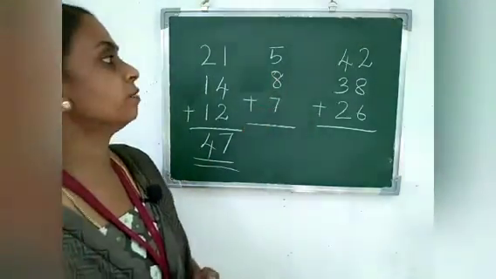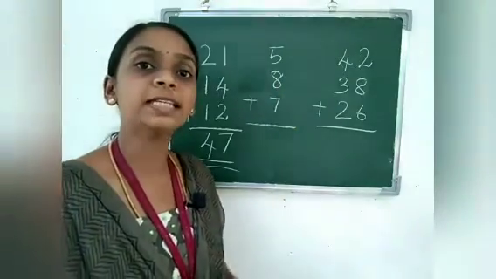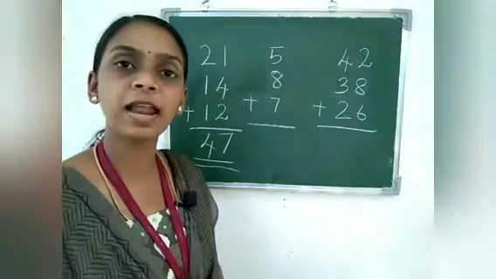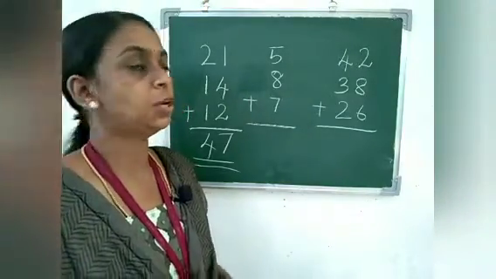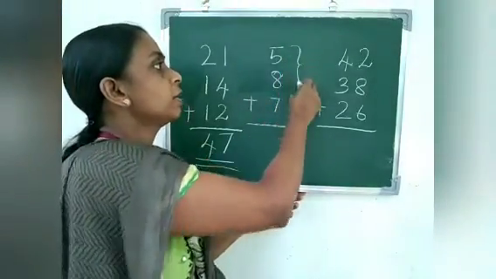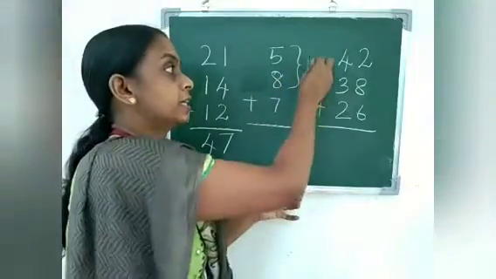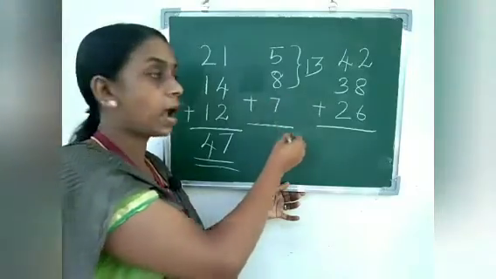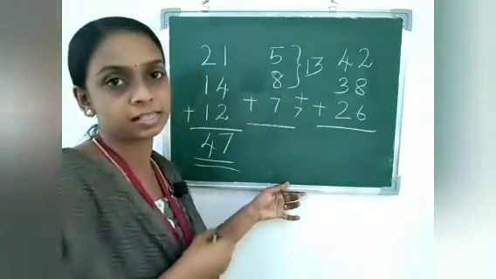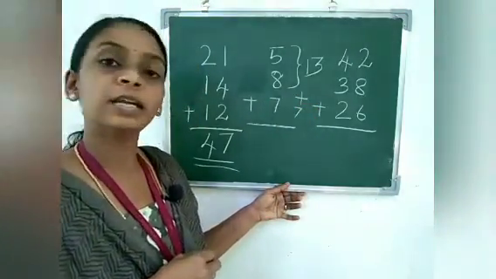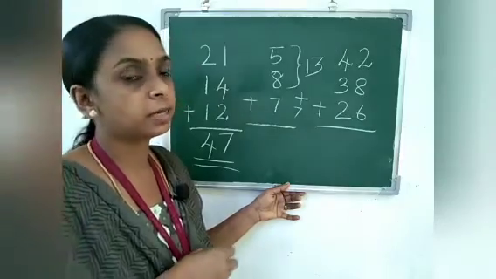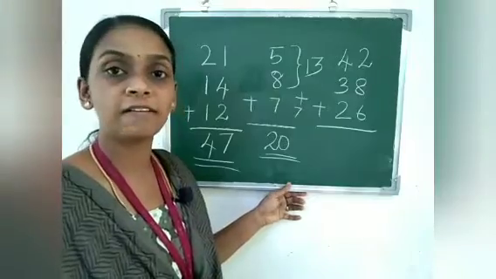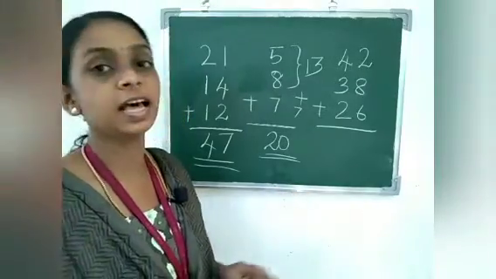The next one is a 1-digit addition of 3 numbers. First we will add 5 and 8. 5 plus 8 is 13. Next we add this 13 with the last number 7. 13 plus 7 is 20. So 20 is the answer.